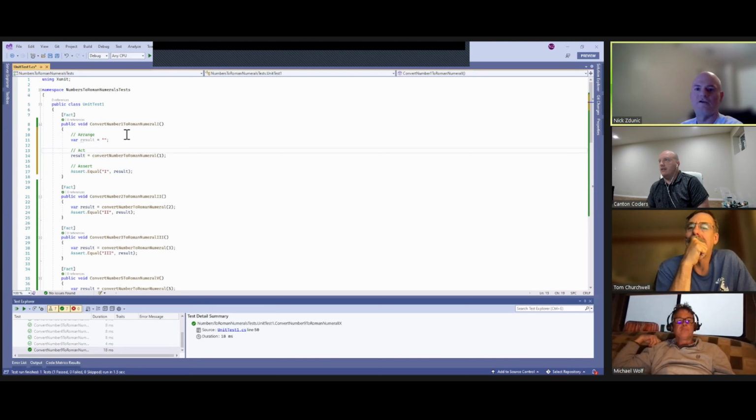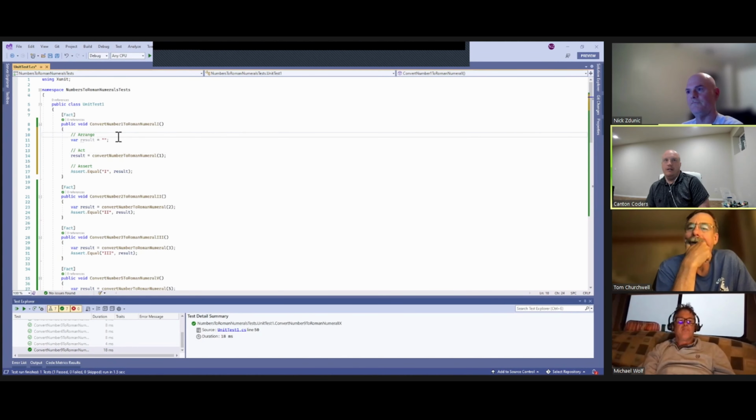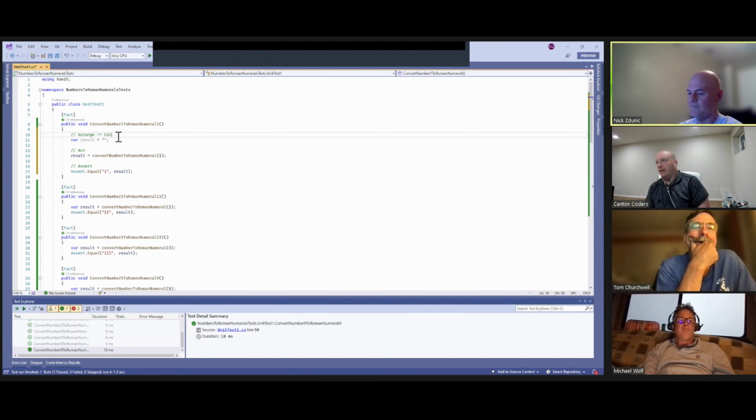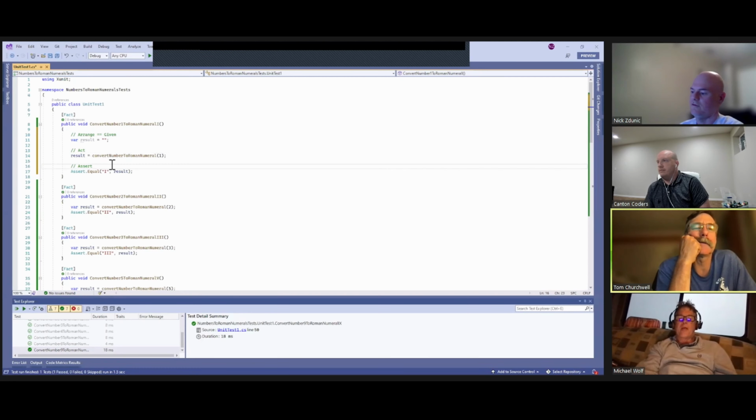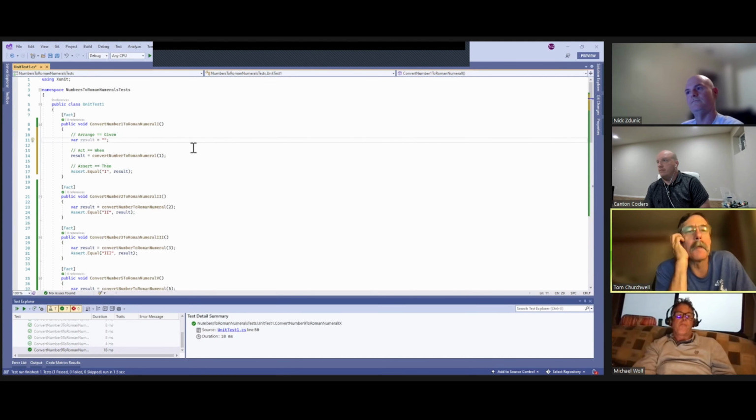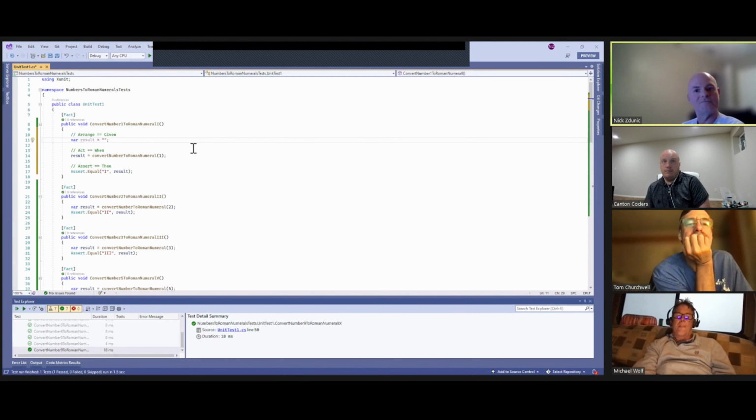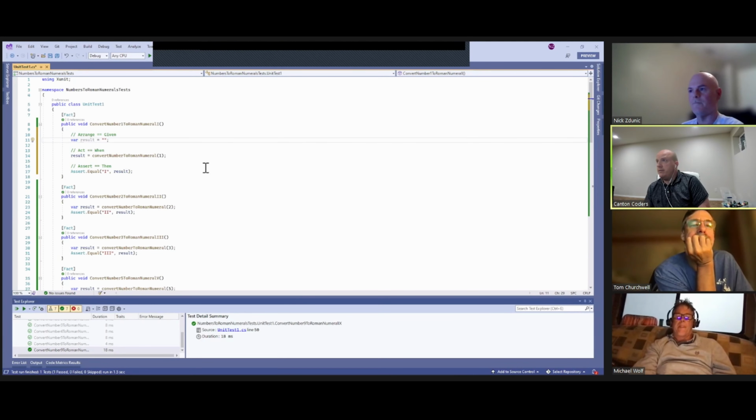So arrange would be given, right? Yep. When? That's right. This is the given when then. Yeah, given when you do this. That's the conversion. When you do the conversion, then your assertion. Yeah, that works.